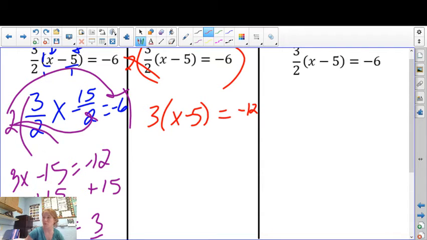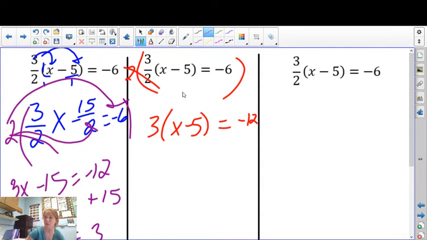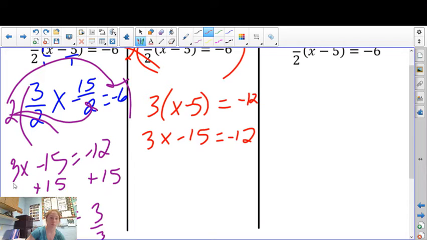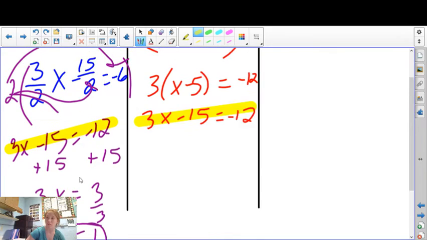So instead of multiplying by 2 later, like I did here, I multiplied by 2 first. So then I'm left with 3x minus 15, because I'm distributing, is equal to -12, which is exactly what I have right here in purple. Notice how those two match? Hey, same steps will eventually get us to x equals 1.